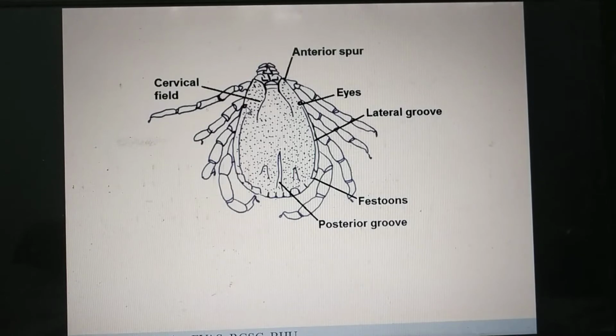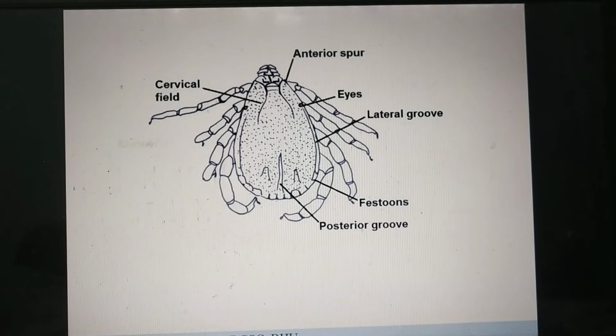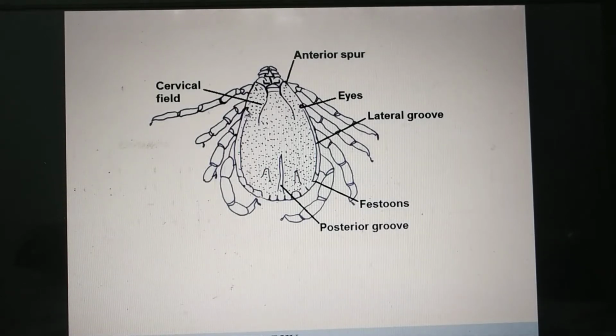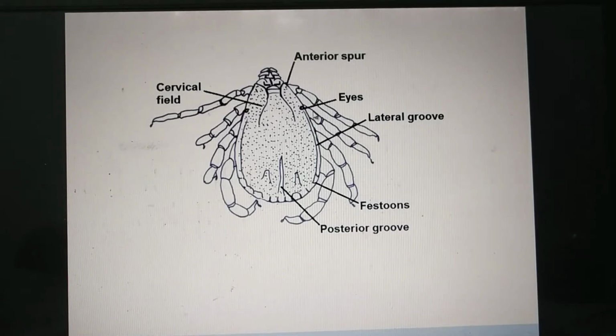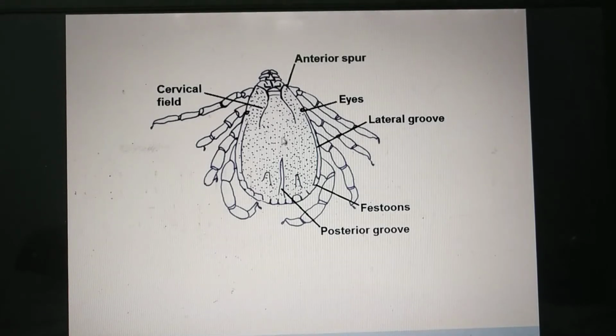If you remember, in soft ticks they are present on the ventral aspect in the supracoxal folds, but here there is only one pair of eyes. They are on the lateral margin of the scutum on the dorsal aspect, and they are at the level of the second coxa. So this is the second coxa, you can see at the level of the second coxa.